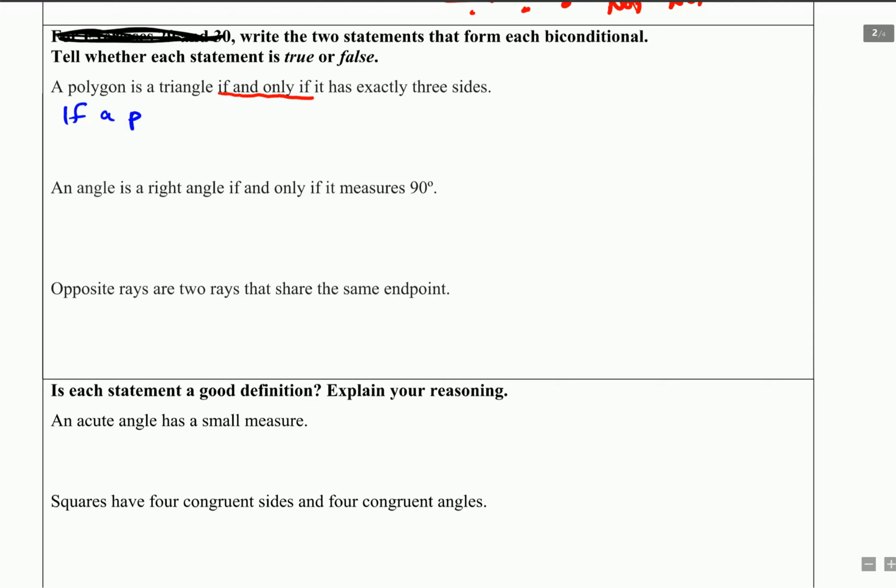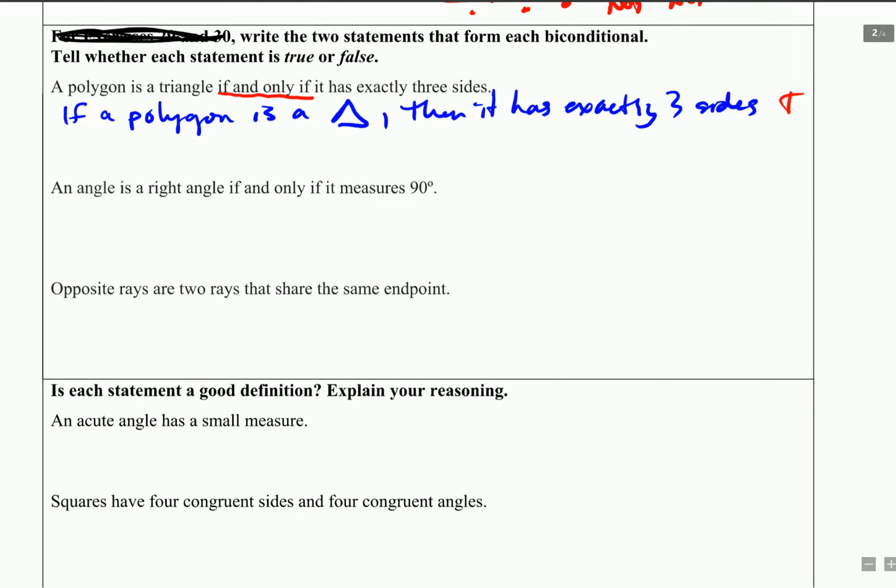We add our if and then. If a polygon is a triangle, then it has exactly three sides. True? That is true.